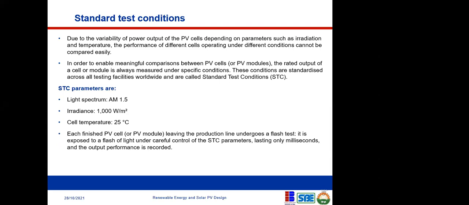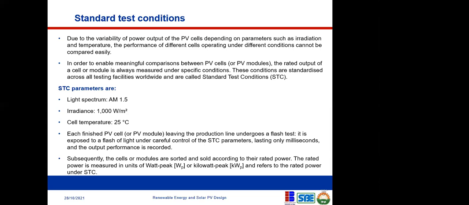So each finished PV cell or PV module leaving the production line undergoes a flash test. It is exposed to a flash of light under careful control of the standard test condition parameters, lasting only milliseconds, and the output performance is recorded, and that's what you see in the nameplate of your PV modules. Subsequently, the cells or modules are sorted and sold according to their rated power.